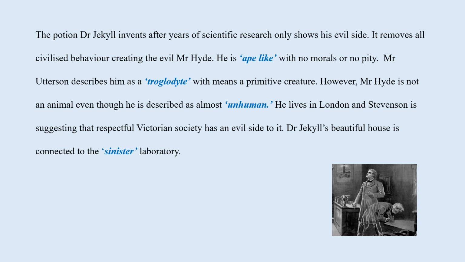Mr. Utterson describes him as a troglodyte, which means a primitive creature. However, Mr. Hyde is not an animal, even though he is described as almost unhuman. He lives in London, and Stevenson is suggesting that respectful Victorian society has an evil side to it. Dr. Jekyll's beautiful house is connected to the sinister laboratory.